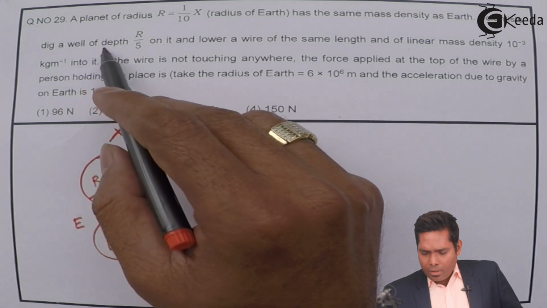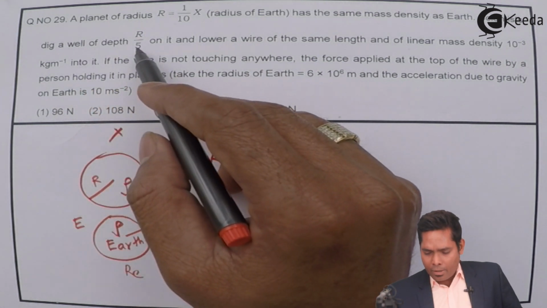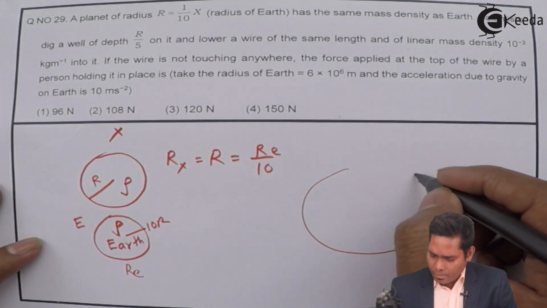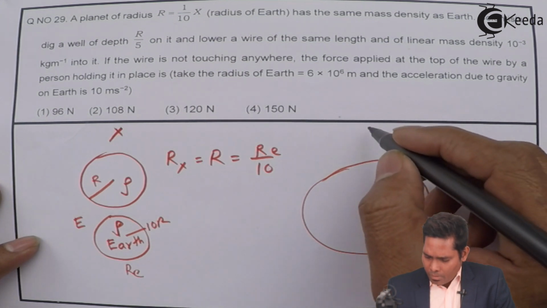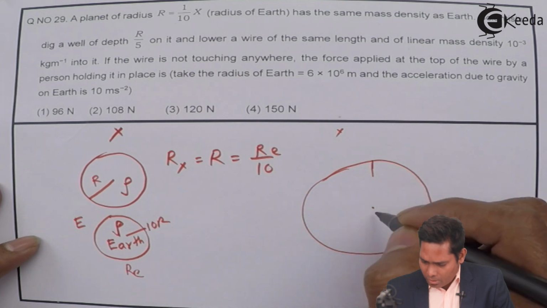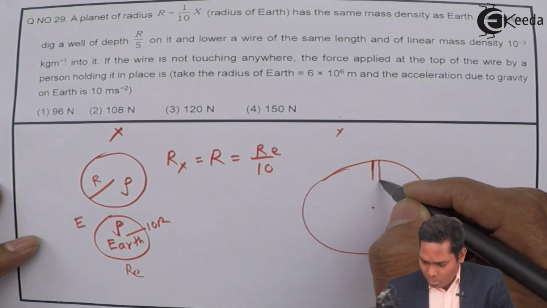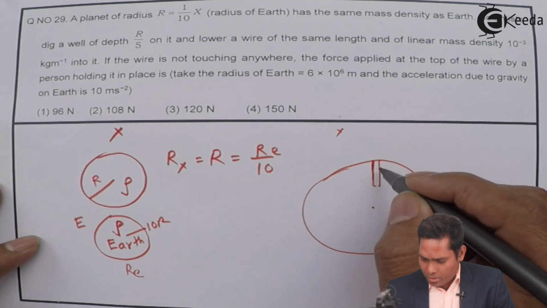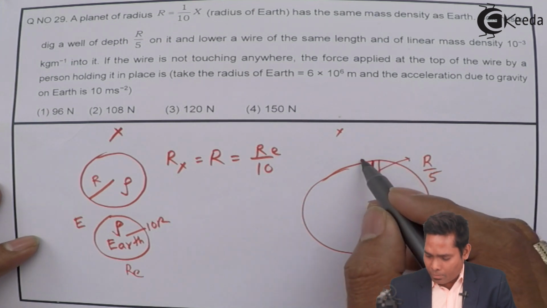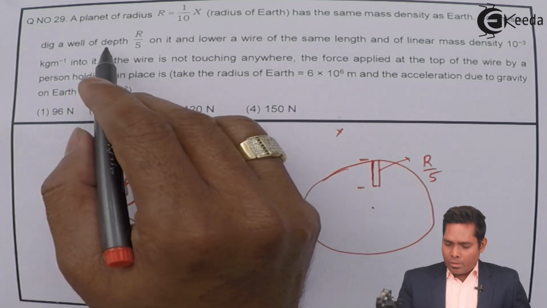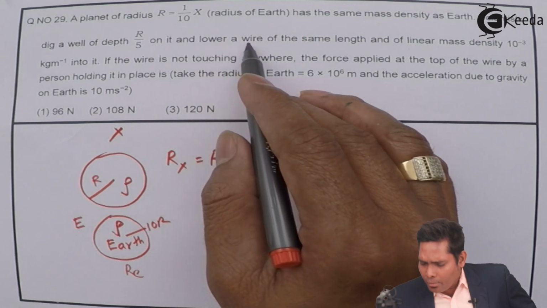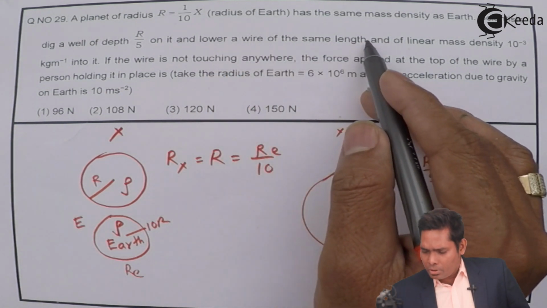Scientists dig a well of depth R by 5 on it. So on this planet X, they dig a well up to a distance of R by 5, from here to here. So they dig a well of depth R by 5 on it and lower a wire of the same length.